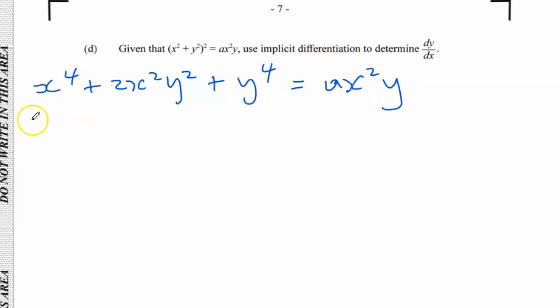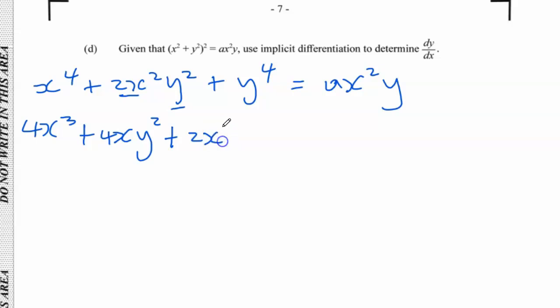And now we can differentiate implicitly. Differentiate x to the power 4, that's 4x cubed. Differentiate 2x squared y squared, I'll apply the product rule. So differentiate 2x squared, I get 4x. I'll leave the y squared alone, plus alternate now. So I'm going to keep the 2x squared. Differentiate y squared, we'll get 2y times dy by dx.